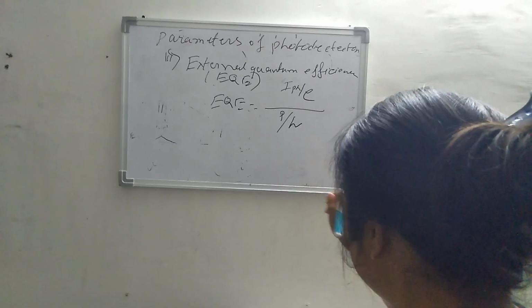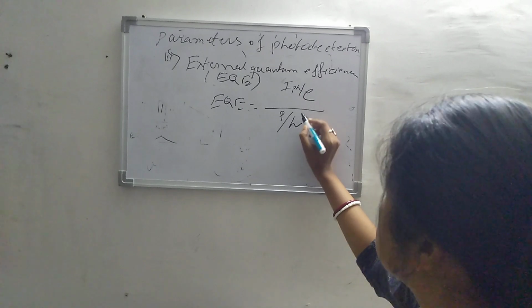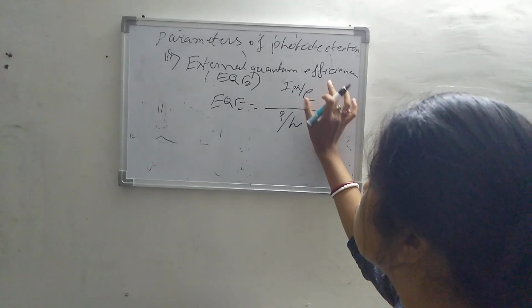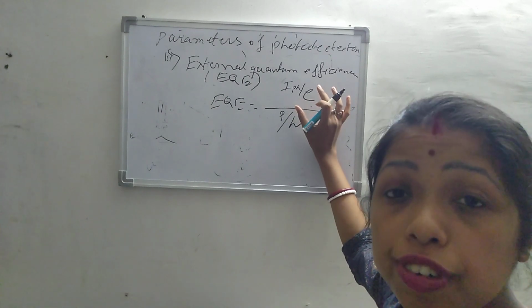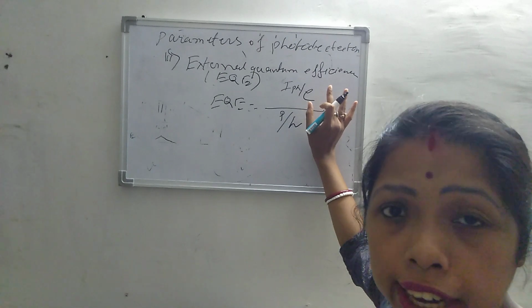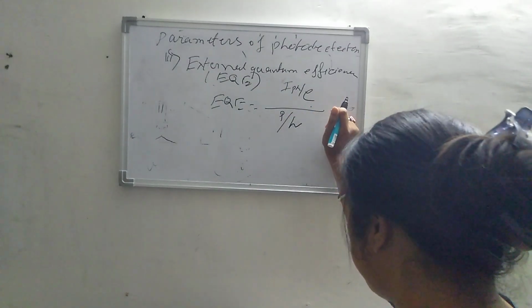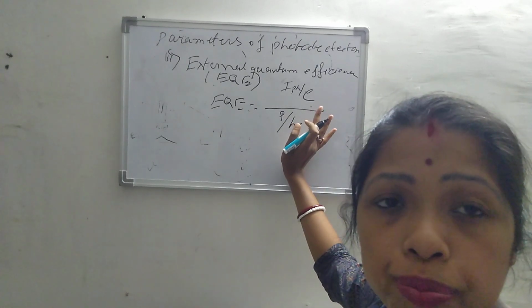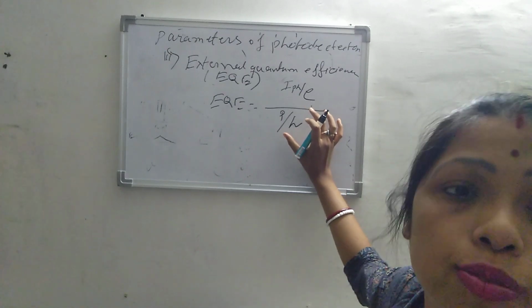Okay, here is the, what is this thing? This is the number of electron hole pairs, number of free carriers produced to generate the photocurrent, divided by the number of incident photons.